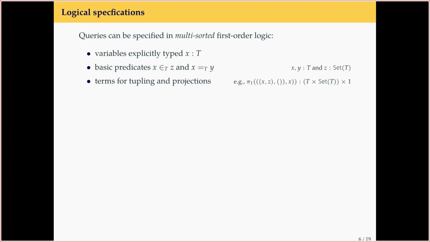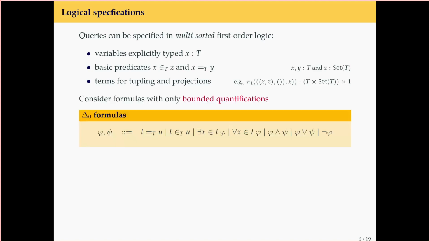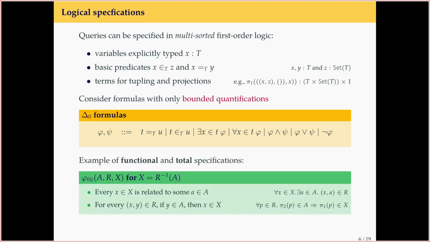Accordingly, we will have one distinct membership and equality predicates at each type, and we will also allow terms for tupling and projections to handle Cartesian products. Rather than general first-order formulas, we will focus on formulas where all quantifications are bounded by some term. This fragment is already quite expressive, and it is sufficient to give full specification of our two running examples.